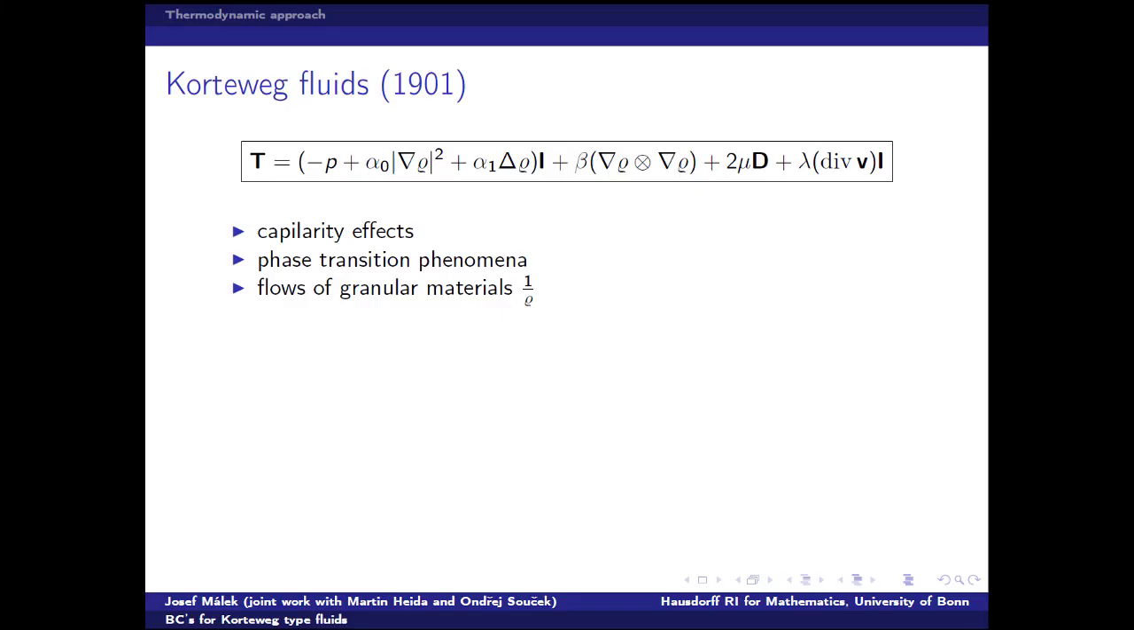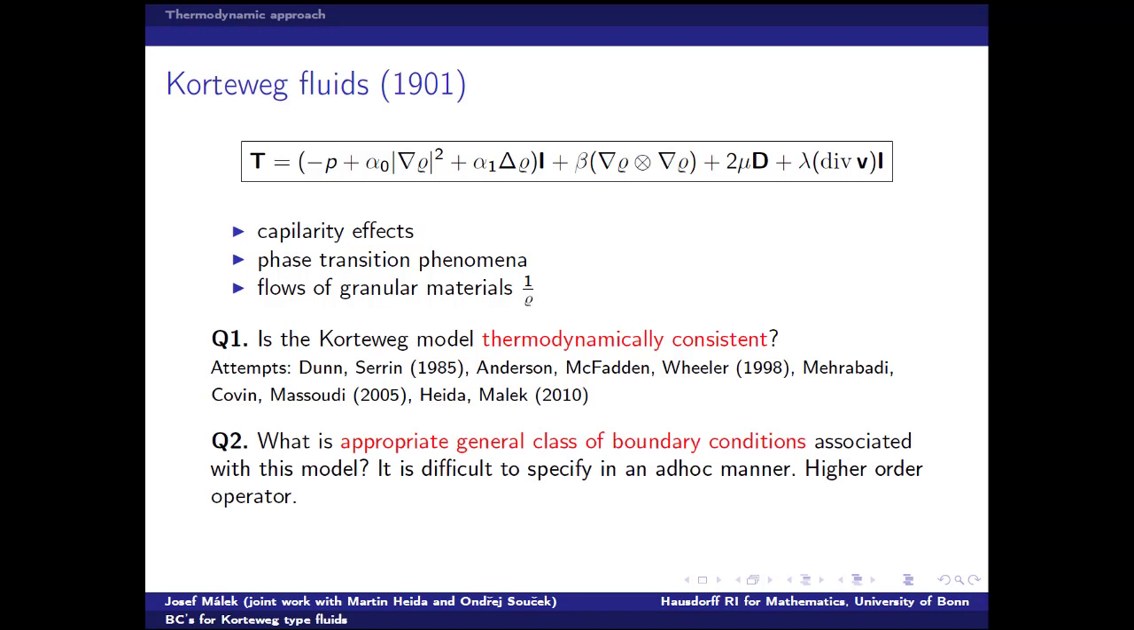So the questions are here. Is it thermodynamically consistent? Can we develop the most general class of boundary conditions which we can associate to that model, in such a way that the whole system, including the boundary conditions, will form a system which is thermodynamically consistent? To me this is the simplest example where it is difficult to specify boundary conditions in an ad hoc manner. To basically guess what the boundary conditions are is uneasy.